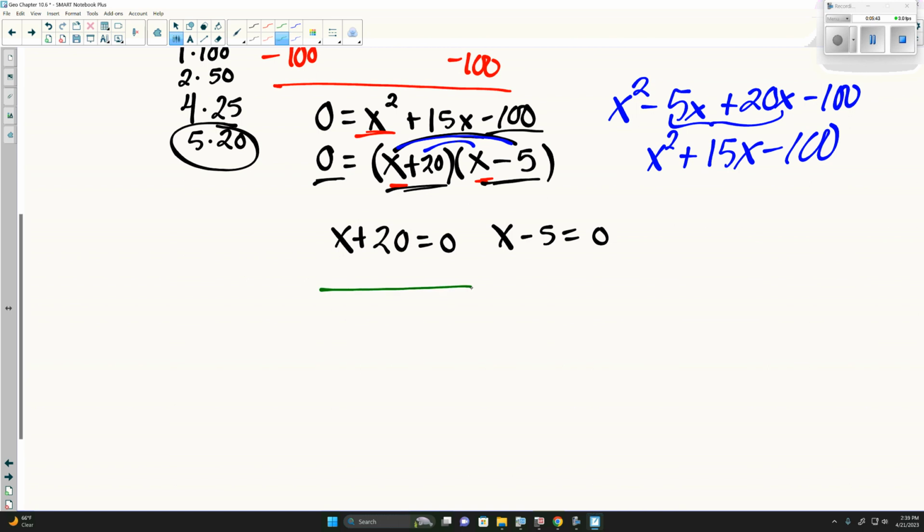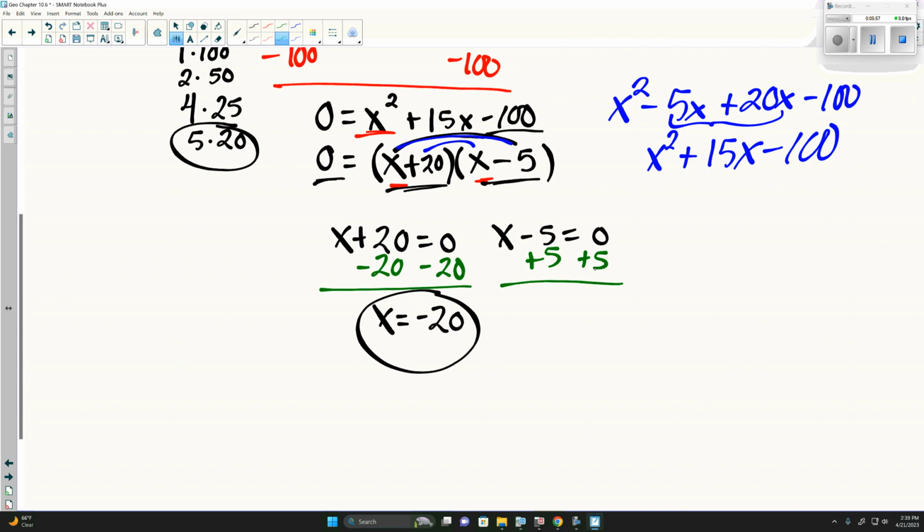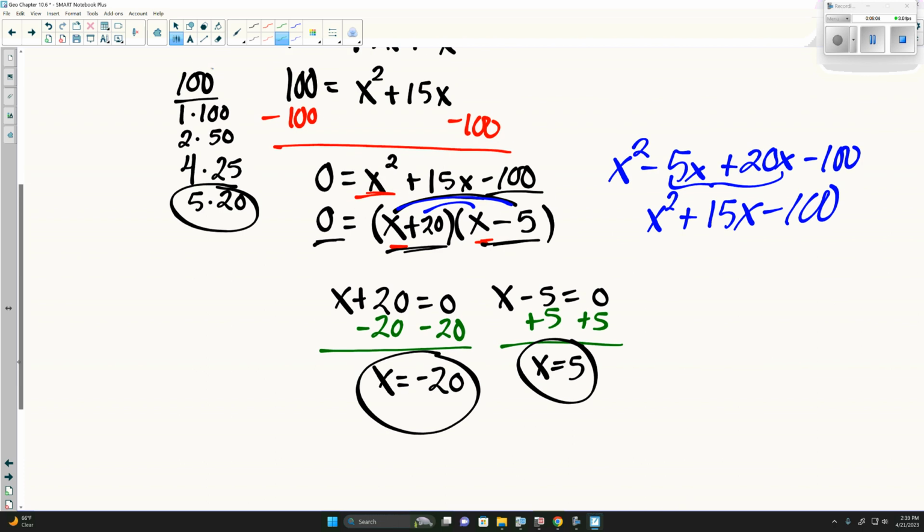Now if I solve the x plus 20, we would subtract 20 from both sides, telling us x is equal to negative 20. That's one of our two solutions. The other one we would add 5, telling us x is equal to 5. Any questions on how we found these two here?